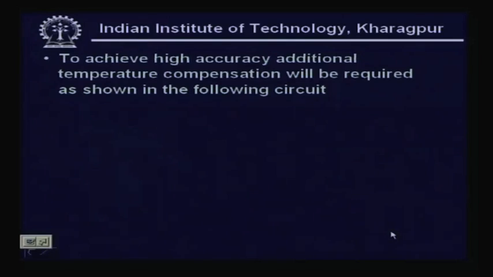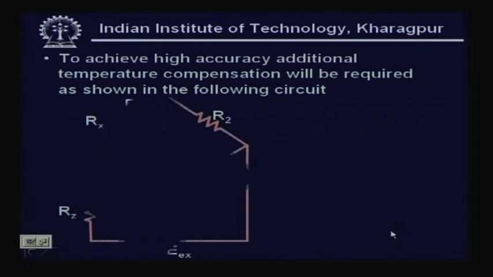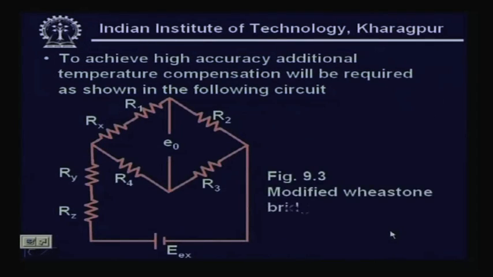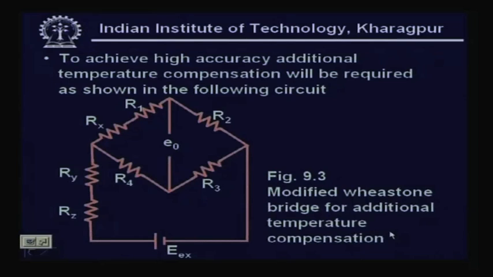Now, some important features: to achieve high accuracy, additional temperature compensation will be required as shown in the following figure. Some additional circuit, a modified Wheatstone bridge for additional temperature compensation, is necessary, because it may happen that all the resistances may not have the same temperature coefficient of resistance. So, in that type of situation, we have added, you will find very carefully, only three resistances R x, R y and R z, probably all will be varying sort of resistance.